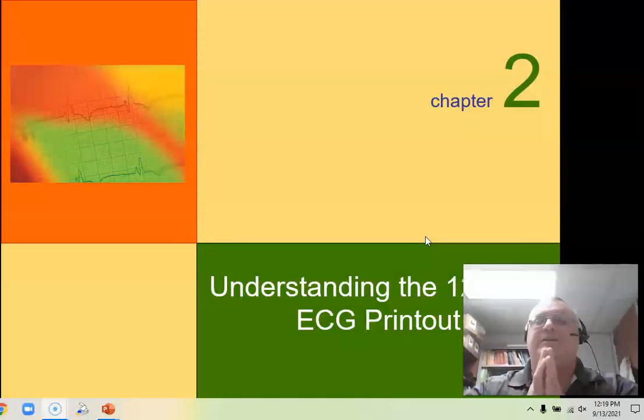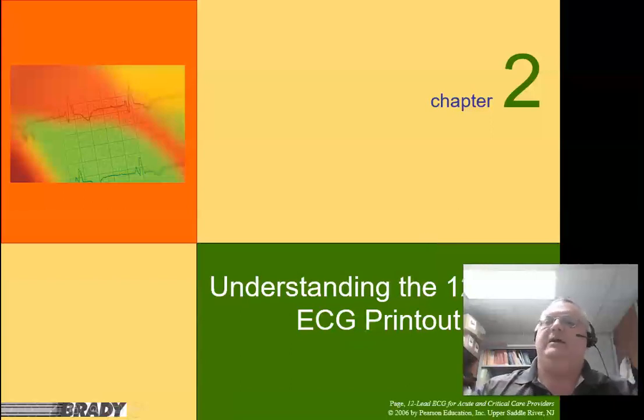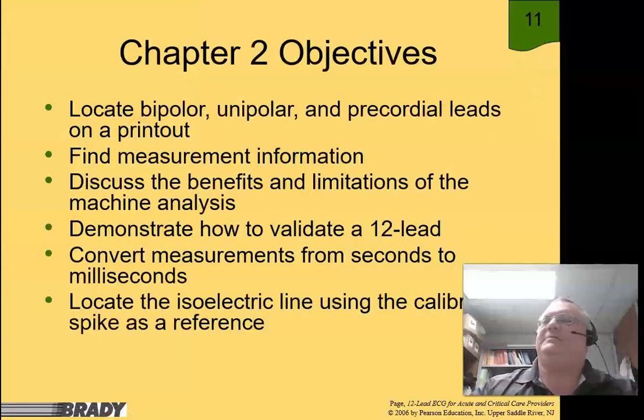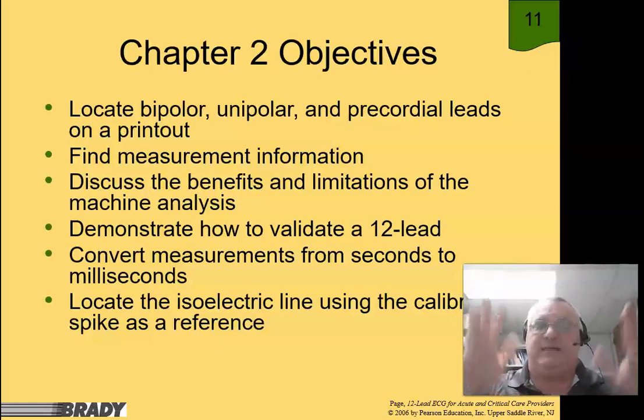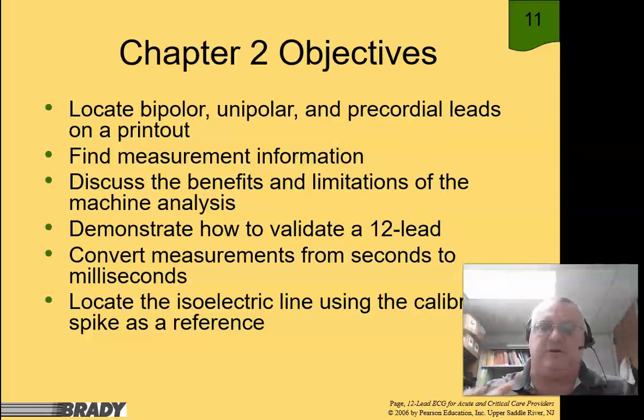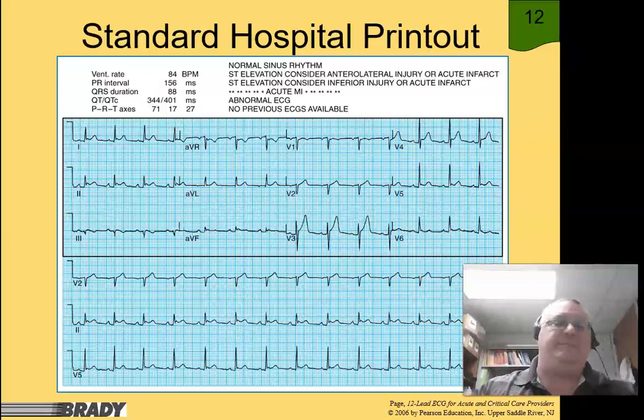The long and short of it is, I want to make sure that you're understanding what you're looking at when you're looking at a 12 lead. There are some things you definitely need to know: where the unipolar leads are, where the bipolar leads are, where the precordial leads are, and how those relate to the strips up underneath it. How do you make sure that you got it on right? Then we're going to talk about converting milliseconds to seconds, and we're going to locate the isoelectric line.